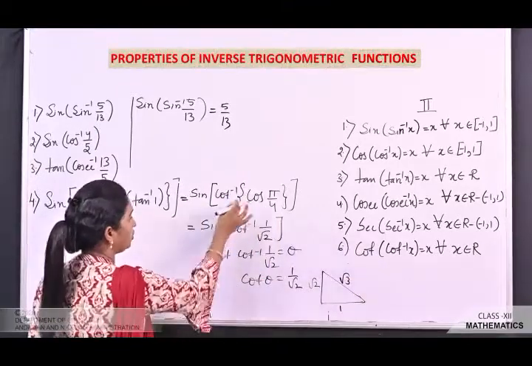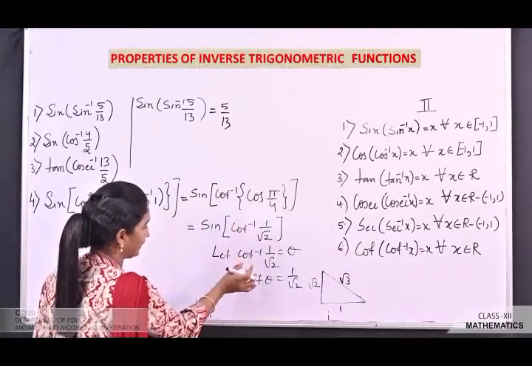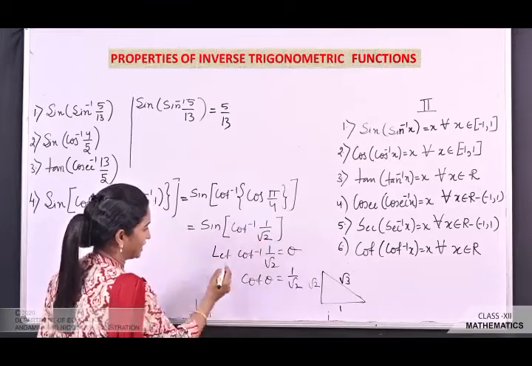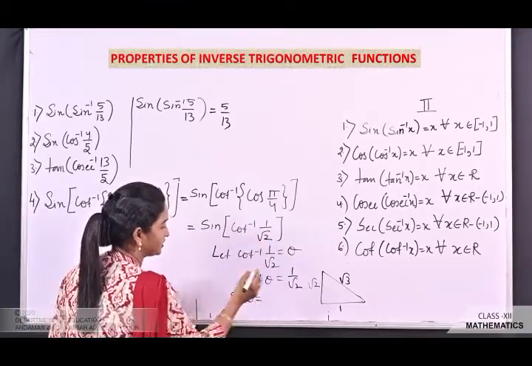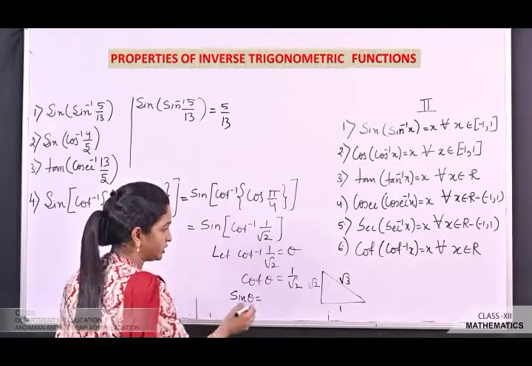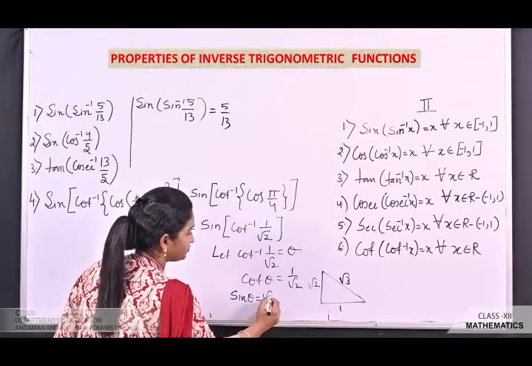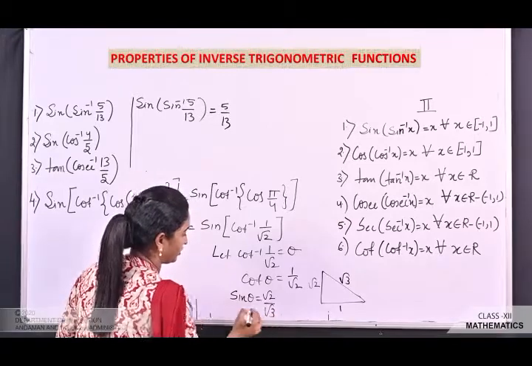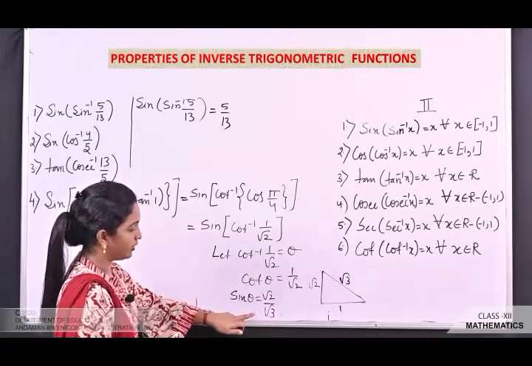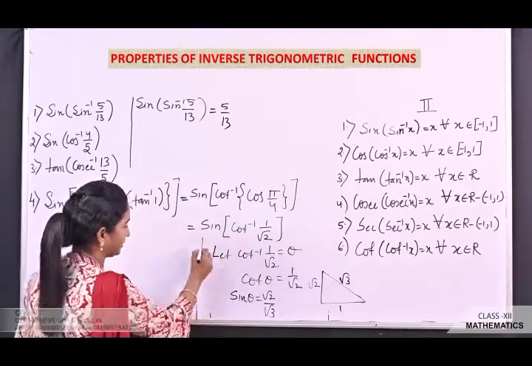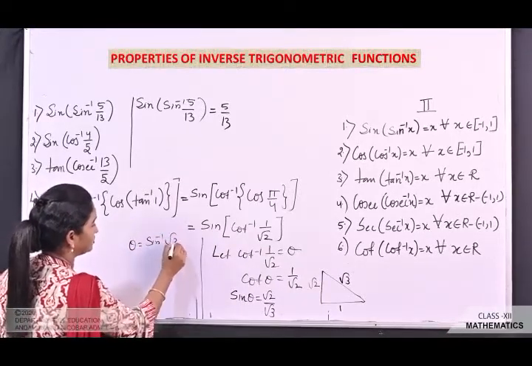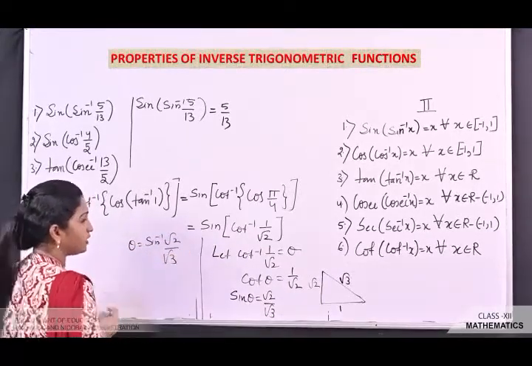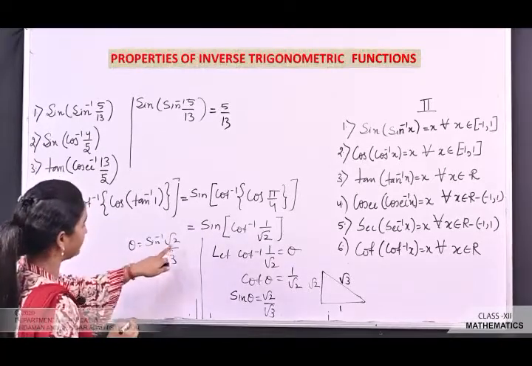ओके, सो you can write it down in place of cot inverse as, अभी हम यहाँ पे sin theta निकालेंगे. sin theta will be what? sin theta क्या होता है? Perpendicular by hypotenuse, that is root 2 by root 3. Sin theta is root 2 by root 3. So you can say that theta will be is equal to sin inverse root 2 by root 3.